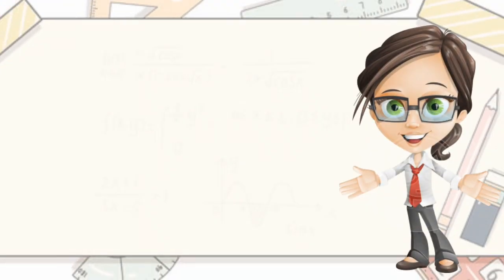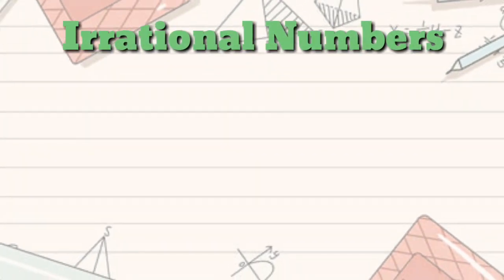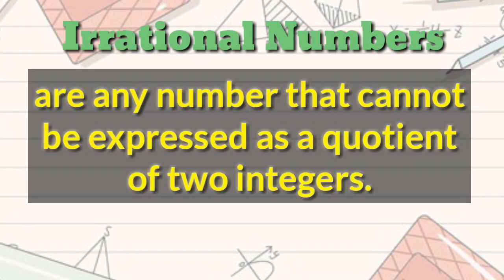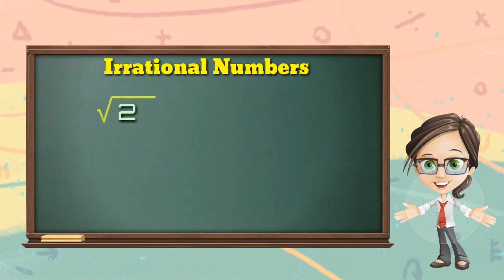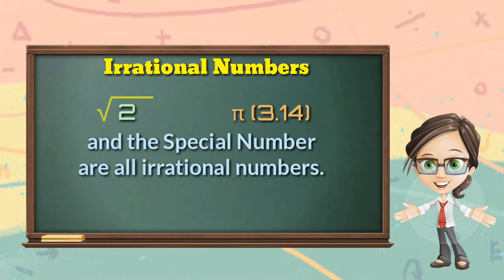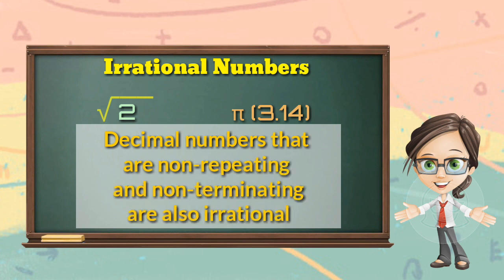Because again, the principal square root is the positive square root of a number. Now, let's proceed to irrational numbers. Irrational numbers are any numbers that cannot be expressed as a quotient of two integers. The square root of 2, pi or 3.14, and the special numbers are all irrational numbers. Decimal numbers that are non-repeating and non-terminating are also irrational numbers.